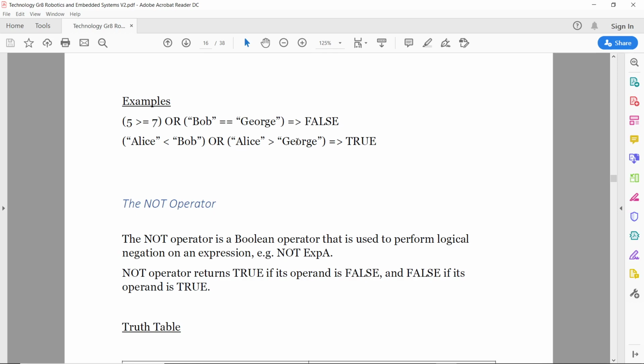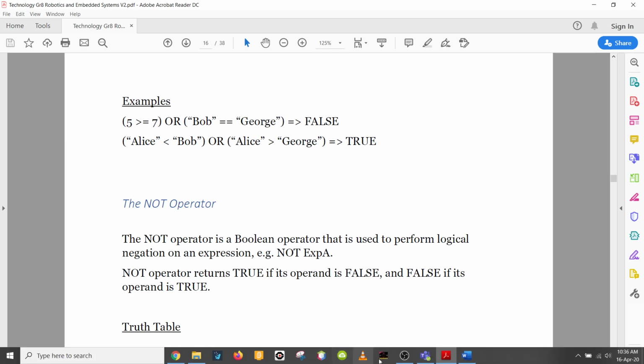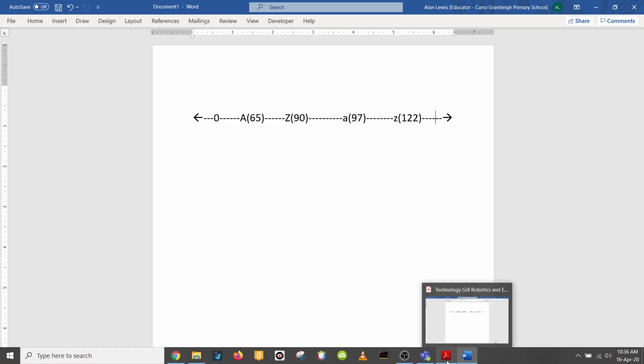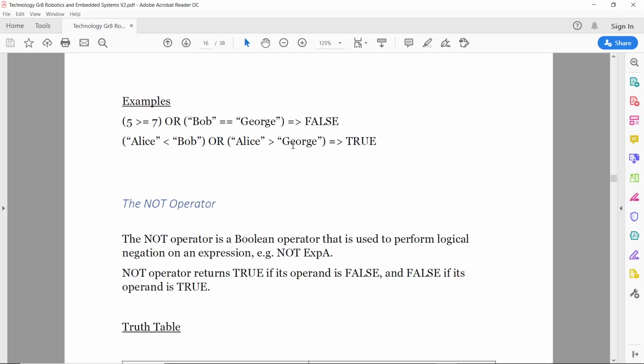Is Alice greater than George? No, because A is less than G. Remember on our number line here, A was 65, G is going to be in the middle here somewhere. So on this number line, there's A is 0. There's 0 on the number line. So definitely A is less than anything. Capital A is less than anything. So here we're saying it's greater than, so that is false. So we've got true or false. One true gives us a true. So that is the OR.